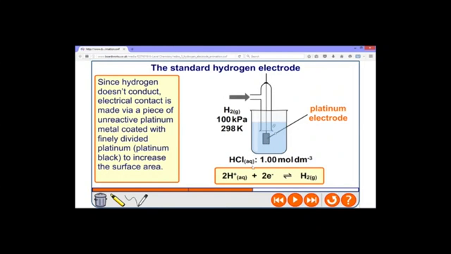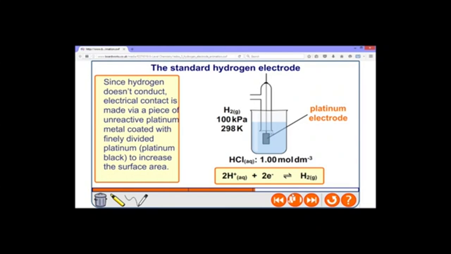And the equation that you're going to get is 2H+ plus two electrons goes to H2, or depending on which way it's connected, H2 breaks up into two hydrogen ions plus two electrons. So either this reaction is going to be going this way, in which case it's going to take the hydrogen and it's going to bubble through and this is going to become more acidic, or the hydrogen ions in the solution are going to give off hydrogen gas.